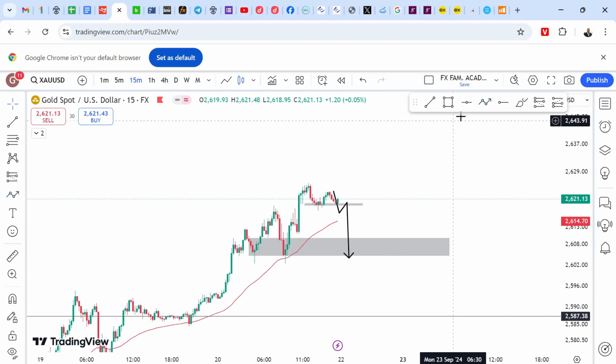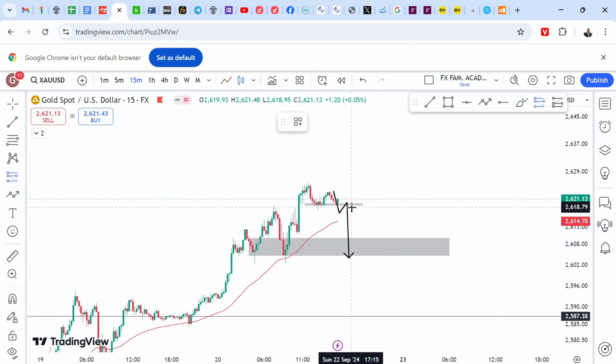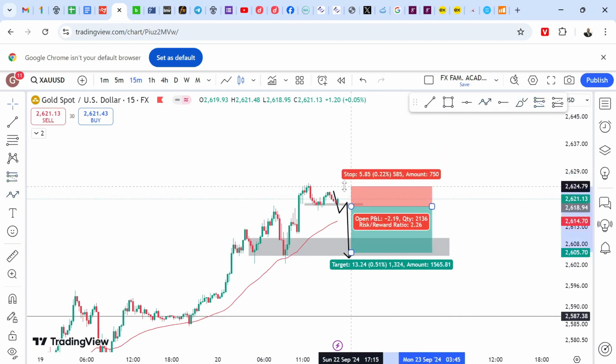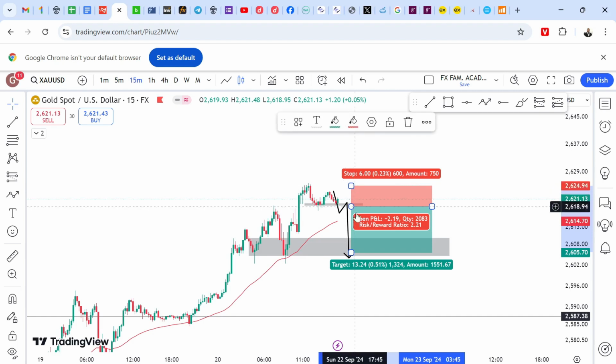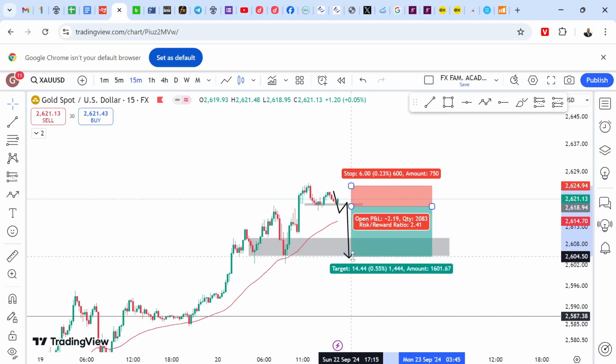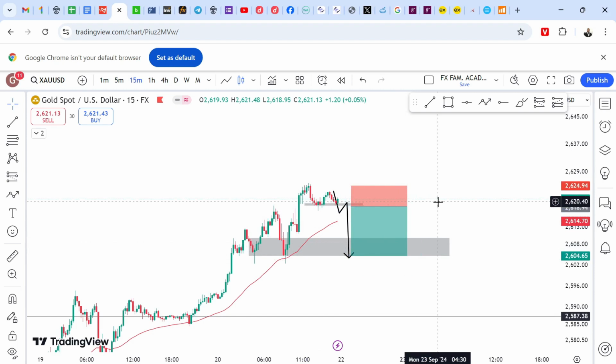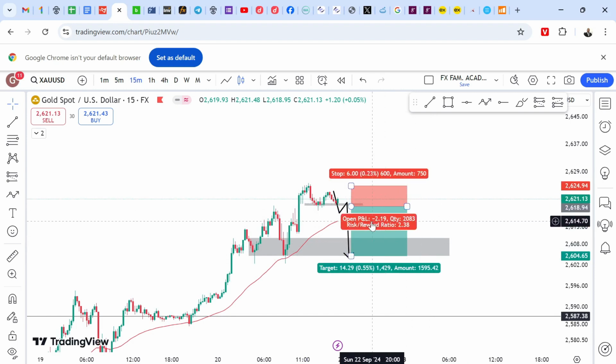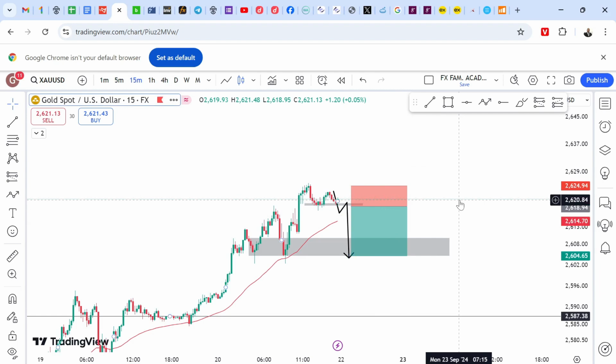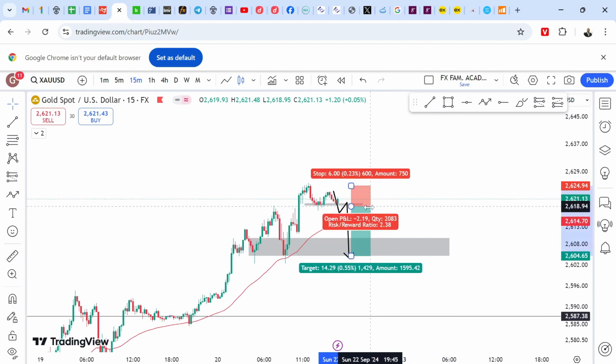This is where I'll be going in to be very conservative. My stop loss will be about 60 pips, and I'll be risking that to get over 1,140 pips. That is about 1:2 risk to reward. A very good trade. So this is what I'll be looking at on DXY, on XAUUSD gold.